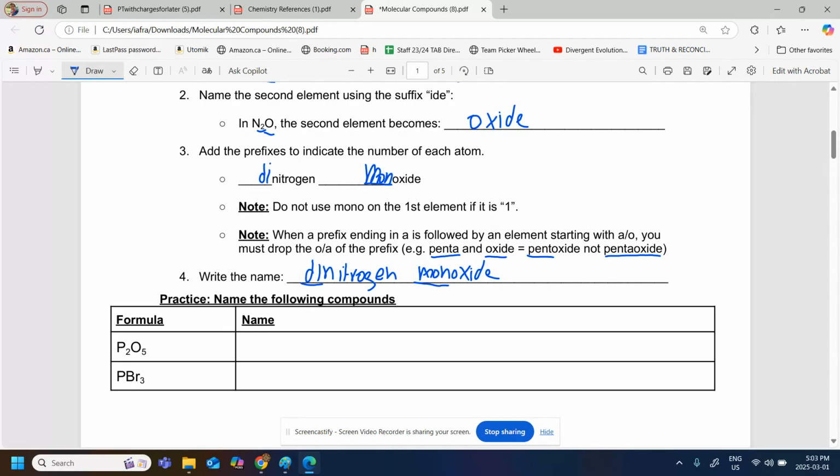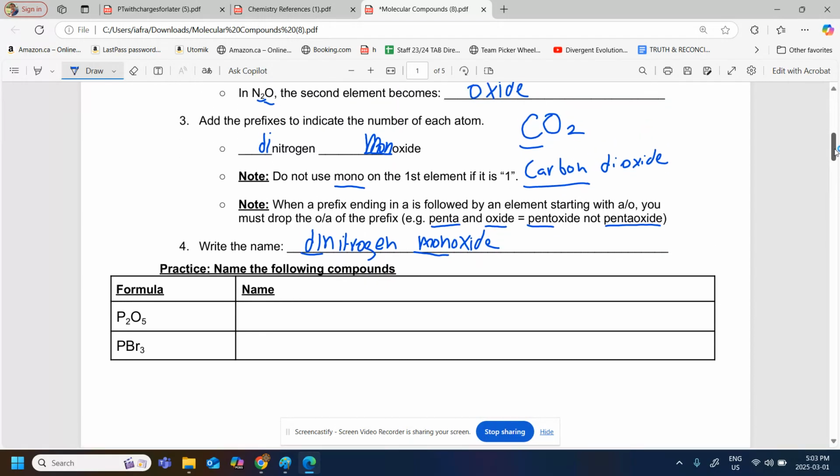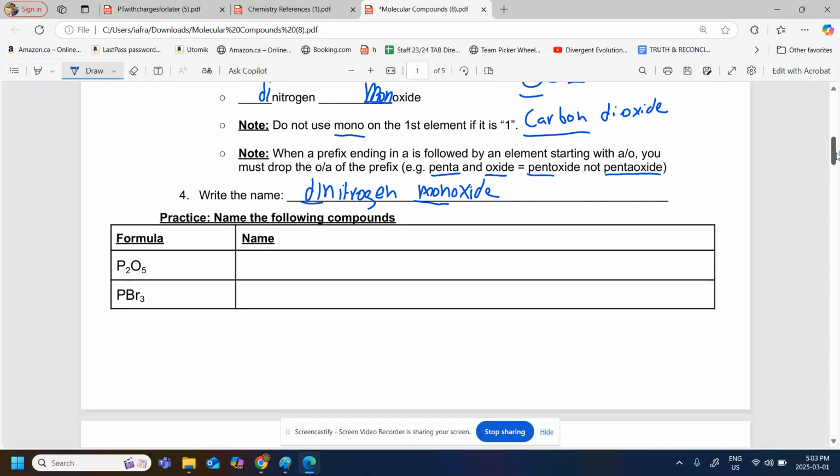There is one more rule. We don't use mono if the first element is 1. For example, in CO2, normally you'd think it's monocarbon dioxide, but no, because the first element is 1, we simply say carbon dioxide. That's the only exception. You would use every other prefix every other time, just not mono when it's the first element. Again, these prefixes are not used for ionic compounds. Write that down and remember that.